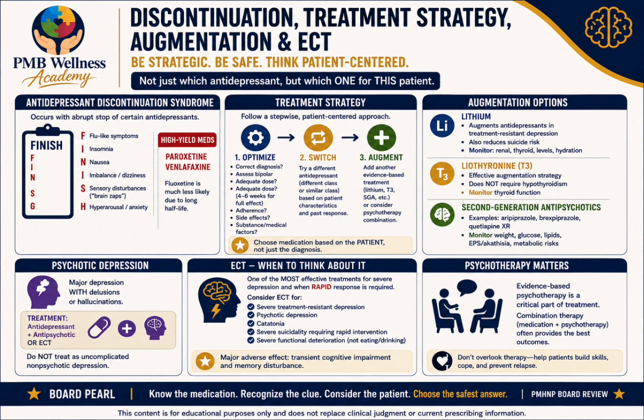Before we discuss treatment resistance, let's separate antidepressant discontinuation syndrome from relapse. Abruptly stopping certain antidepressants can cause flu-like symptoms, insomnia, nausea, imbalance or dizziness, sensory disturbances, and hyperarousal or anxiety. A useful mnemonic is FINISH: flu-like symptoms, insomnia, nausea, imbalance, sensory disturbance, and hyperarousal. The two medications I especially want you to associate with discontinuation are paroxetine and venlafaxine. Fluoxetine is much less likely to produce abrupt discontinuation symptoms because of its longer half-life.